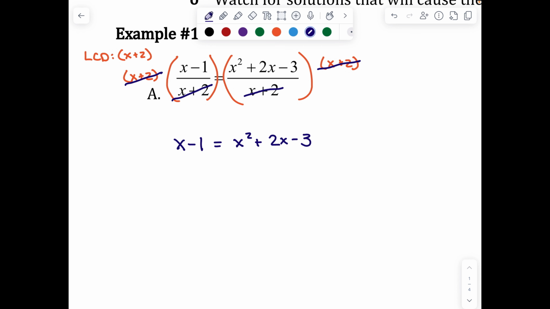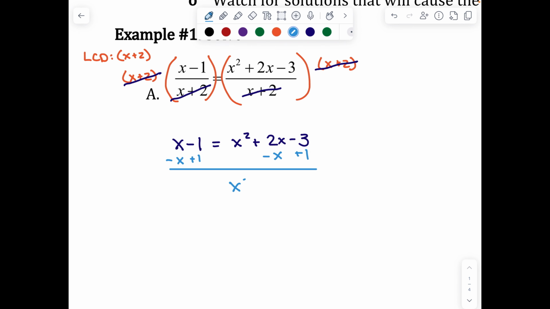So because I see a quadratic term, we're going to want to go ahead and get everything onto one side of the equation set equal to 0, so then we can factor. So I'm just going to go ahead and subtract x and add 1 to both sides. So I'm now left with x squared plus x minus 2 is equal to 0. I know that is factorable, so I can factor it into x plus 2 times x minus 1 equals 0. So x equals negative 2 or x equals 1.